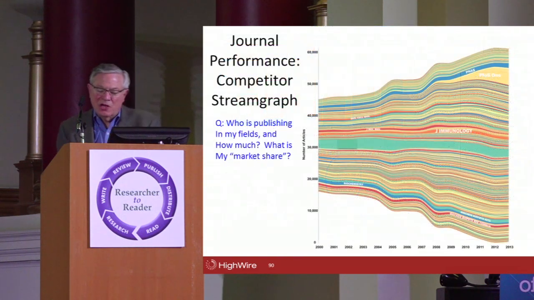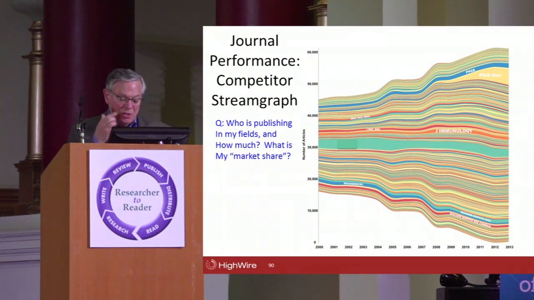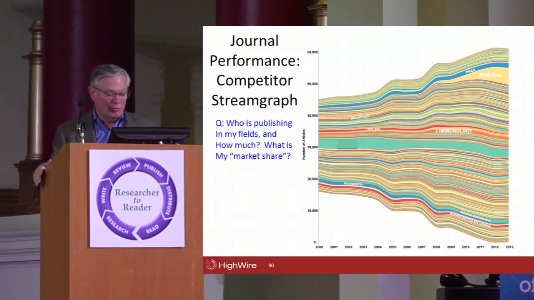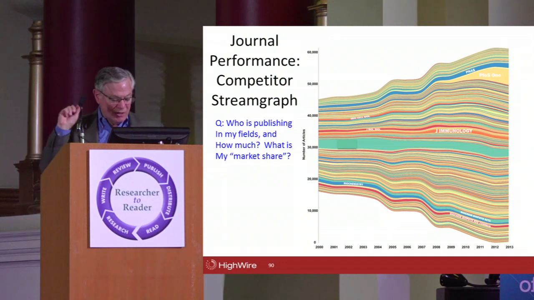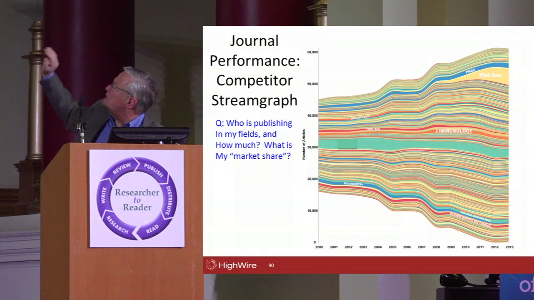This is another type of metric, another type of analysis that we found was of great interest to publishers. This is a particular one that we worked with, a way of visualizing a journal's market share. The journal we were working for is in the blue band in the center. And you can see that's green, blue-green, I guess.